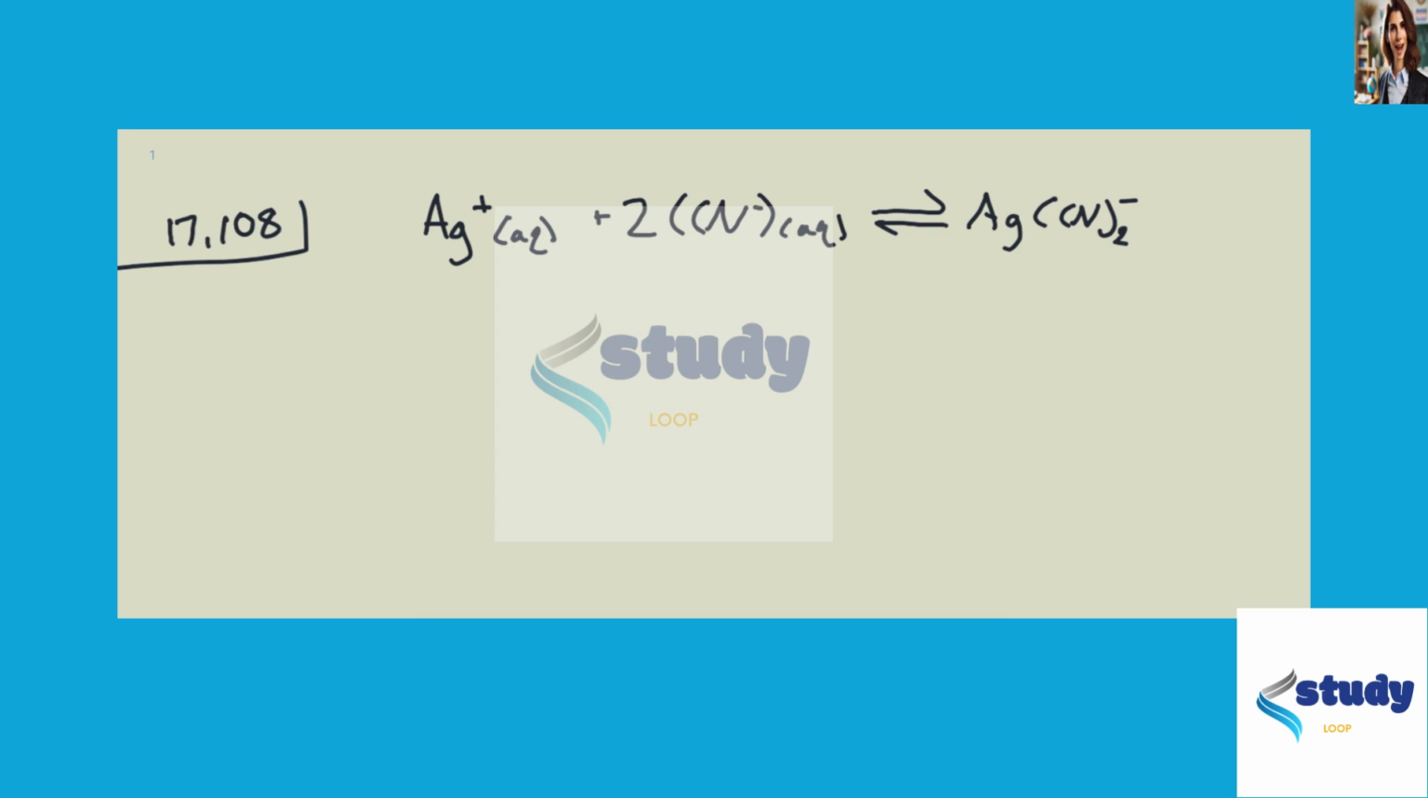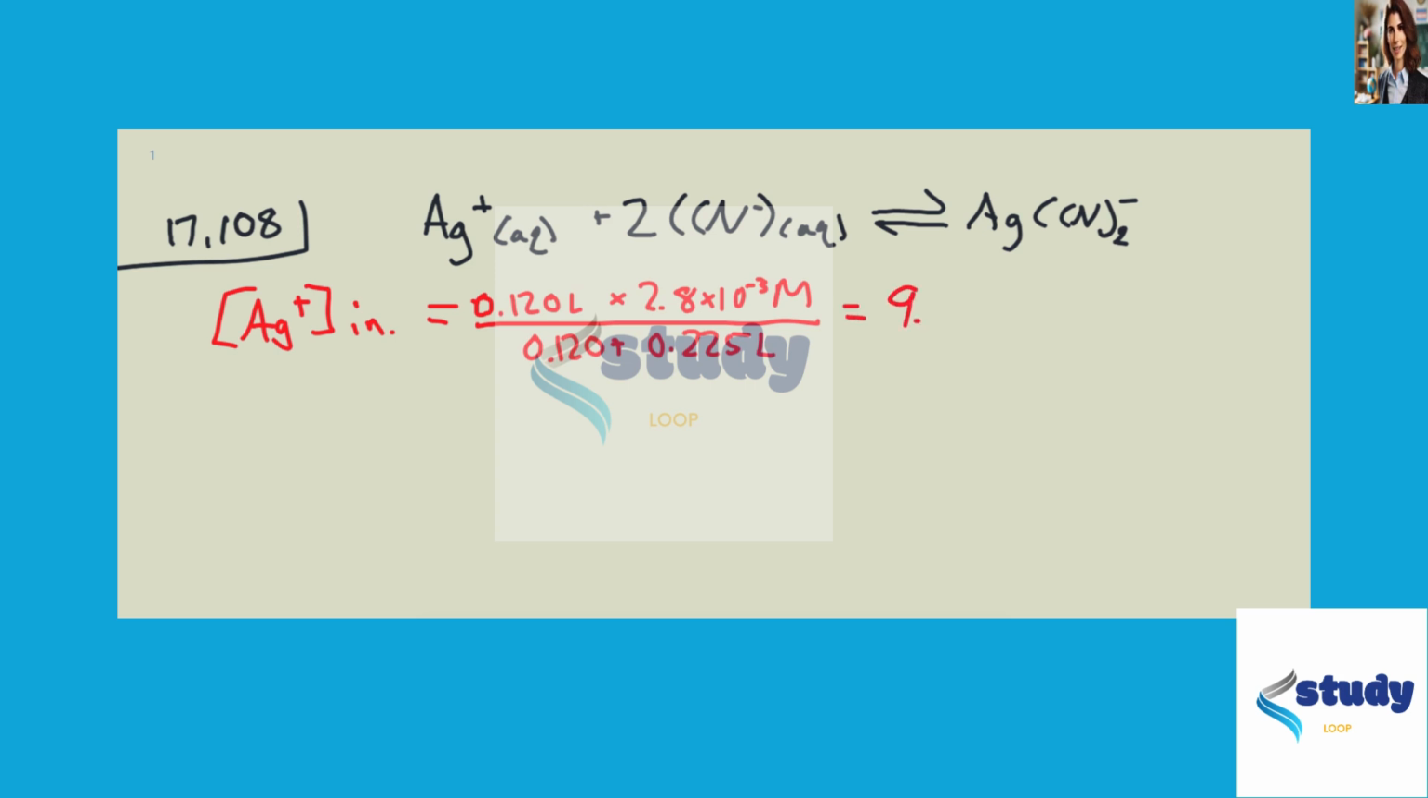So first we need to calculate the initial concentration of silver and cyanide. This is equal to the concentration times the volume, so 0.120 liters times 2.8 times 10 to the minus 3 molar, divided by the total volume, which is 0.120 plus 0.225. This is the volume of both solutions. When we do this calculation, we get 9.74 times 10 to the minus 4.